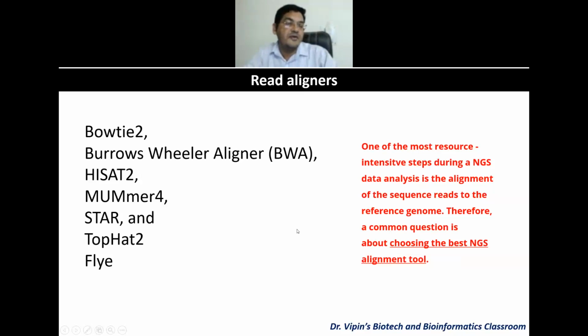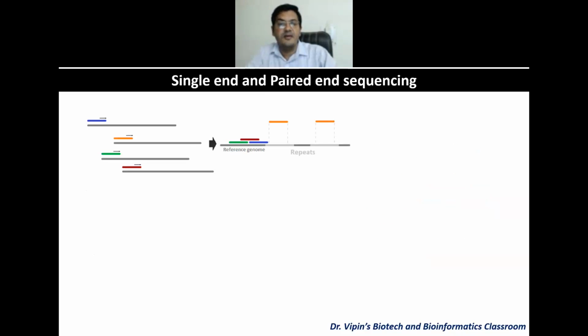All of these will give you roughly the same kind of results. It is a matter of choice, and it is also a matter of what suits your data more. But most commonly, what is used is Bowtie for Illumina and Flye for long read sequencers. We'll use Flye for our analysis.